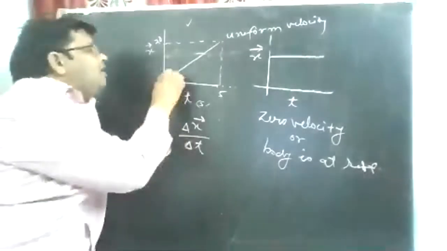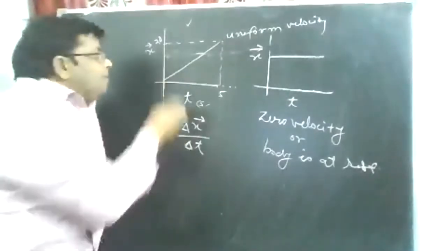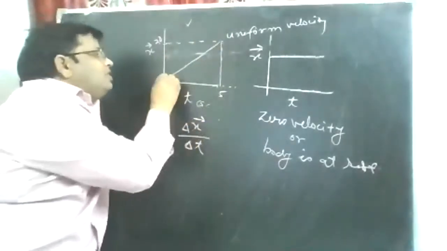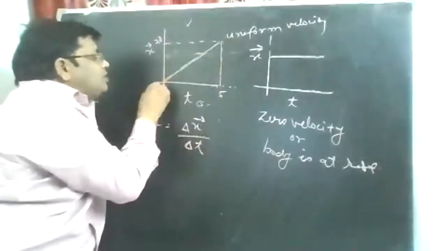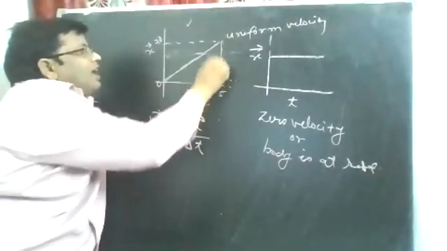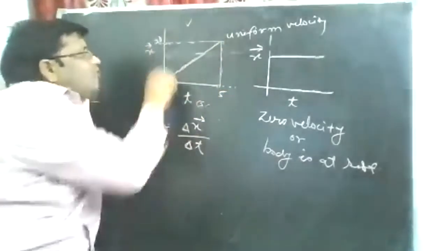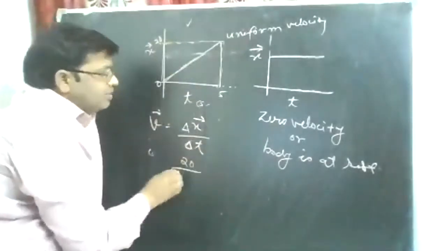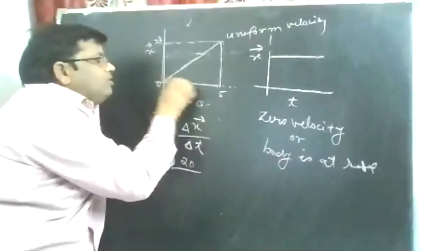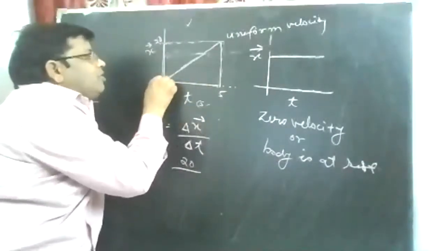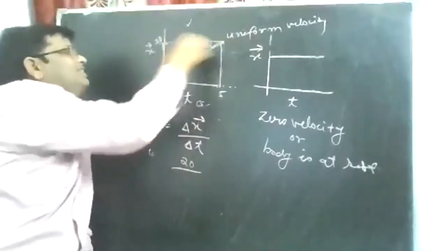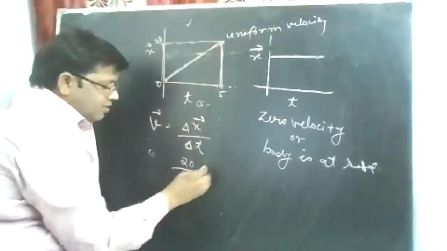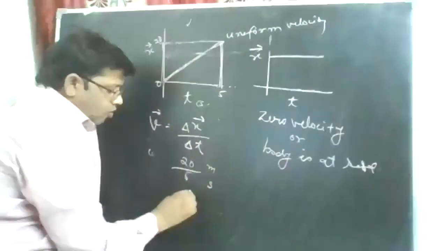Beta, look at this graph. What you have seen is displacement, change in displacement upon time. In this graph, the initial displacement is 0 and at time 5 seconds, the displacement is 20. So the change in displacement is 20 minus 0, 20. This is 0 time, this is 5 seconds. The change in displacement occurs from here to here. Total displacement is this, and total time is 5 seconds. Meter upon second. 4 meter per second.